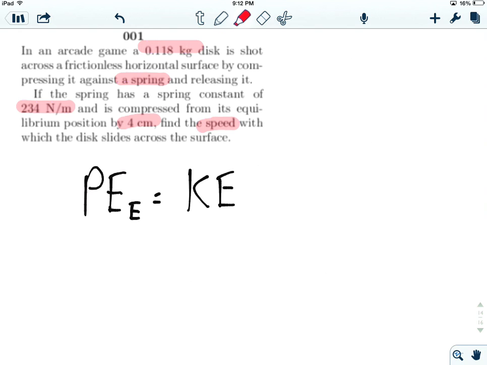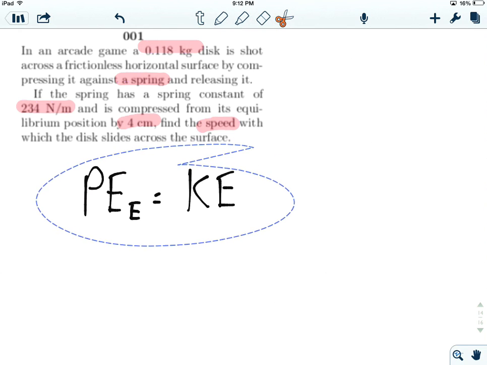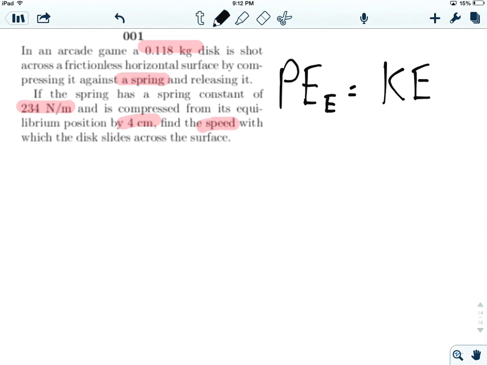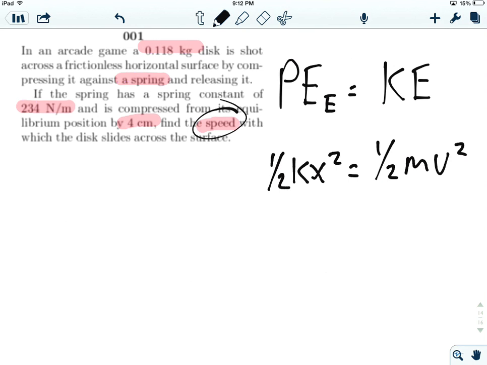So we take our elastic potential energy equation, 1/2 kx squared, equals the kinetic energy, 1/2 our mass times our velocity squared. And this is the equation that we're going to be working with. And we're solving for speed. So we go ahead and solve for this.